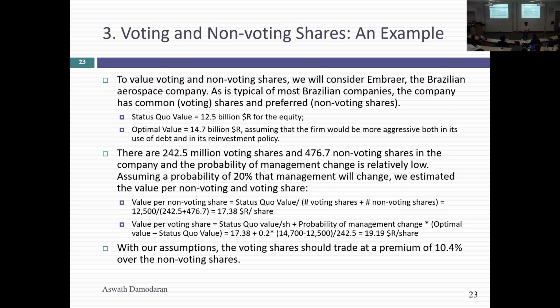You see the logic here, right? If you have a voting share, you get a chance on voting on control. So I'm going to take the expected value of control and give it entirely to the voting shares. I came up with the value of 19.19 per share. So the voting shares traded at a premium over the non-voting shares.